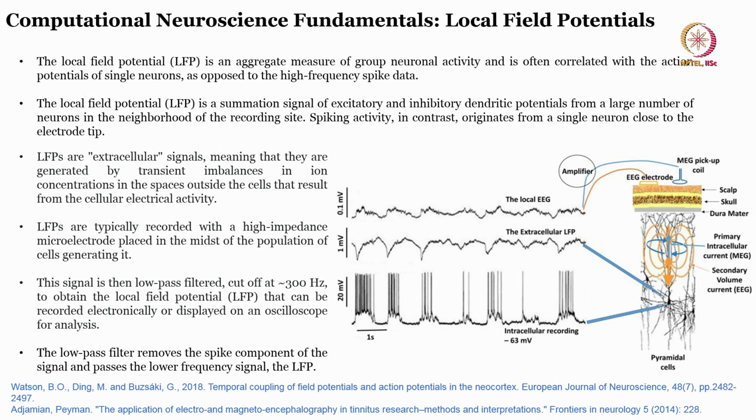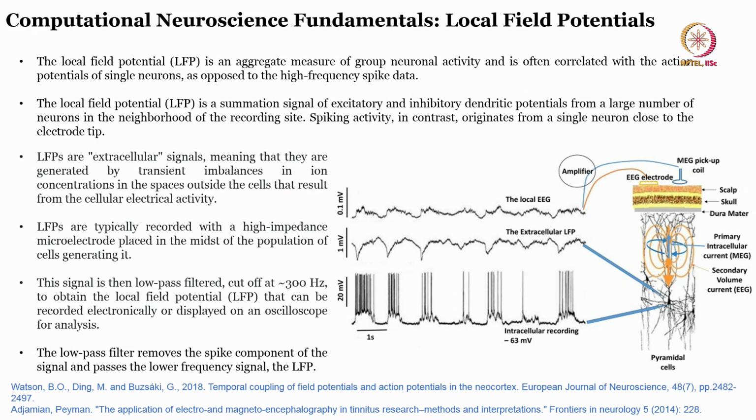The extracellular LFPs are nothing but local field potentials, and the local EEG, as you can see in this particular case. The local field potentials are about 0.1 millivolt. The local field potential is an aggregate measurement of group neuronal activity and is often correlated with the action potential of a single neuron, as opposed to high frequency spike data. The LFP is a summation of excitatory and inhibitory dendritic potentials from a large number of neurons in the neighborhood of the recording site.